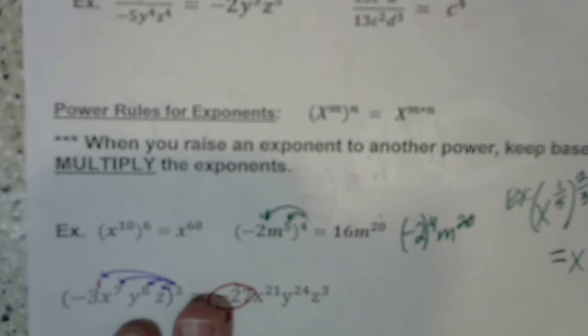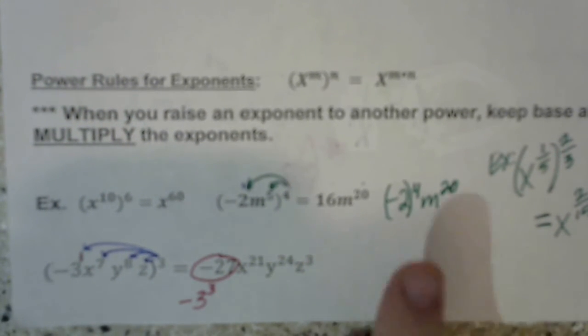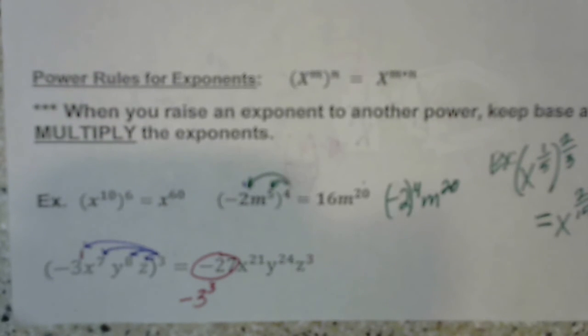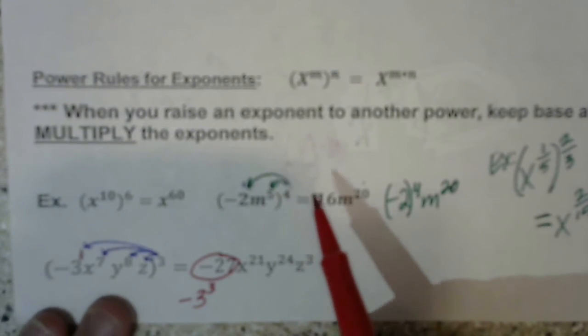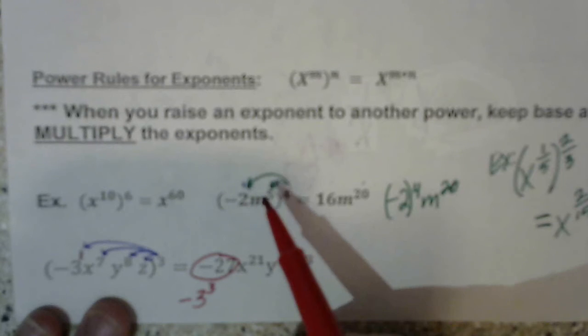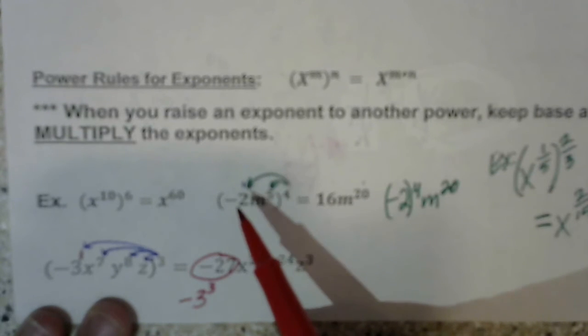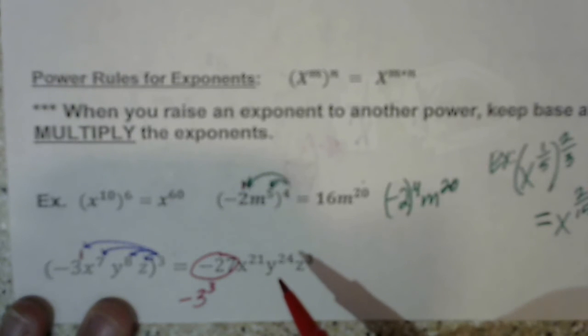So the power rule is when you have exponents outside of parentheses. You can see this is the exponent on the outside. If they're on the outside, you have to multiply with them. I want to look at this example. There's a 4 outside the parentheses, so I know I need to multiply it. That's how they got m to the 20th power. But I even have to apply it to the coefficient.